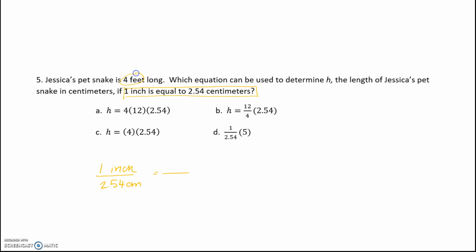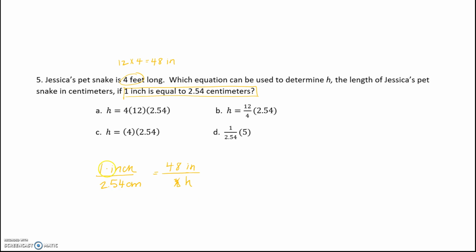It says her snake is 4 feet. But I need inches. So there's 12 inches in a foot, and I need 4 feet. So 12 times 4 is 48 inches. Okay, so now it can go into my proportion. I didn't have feet, so I couldn't put it in. So I have inches, so I'm going to put 48 inches and X on the bottom. Okay, or H. Sorry, they want H. So we want to solve for H.